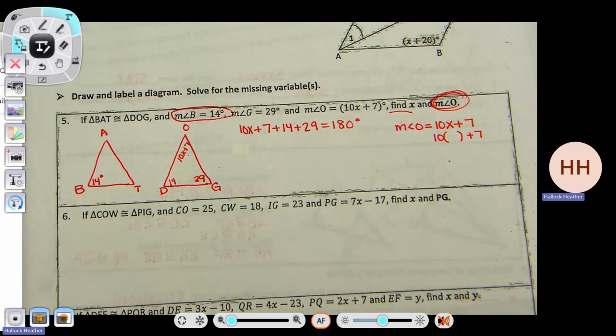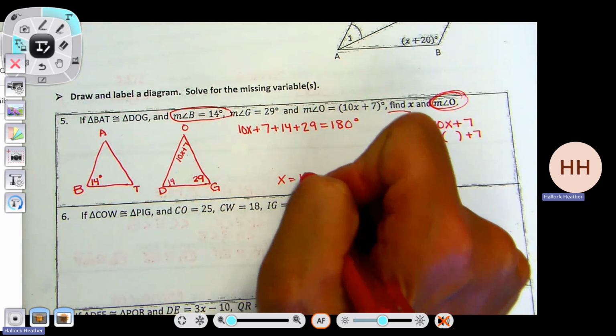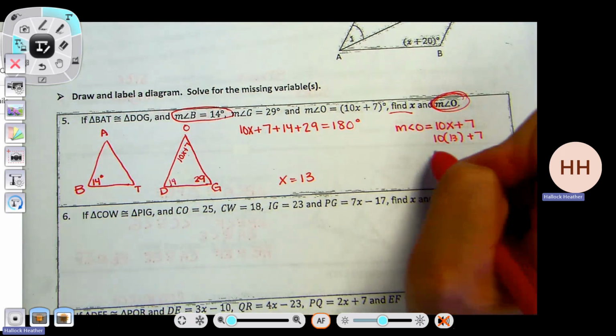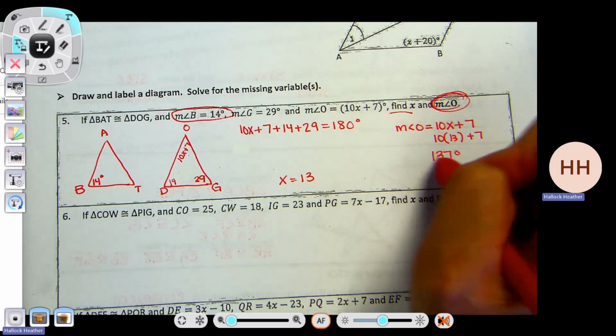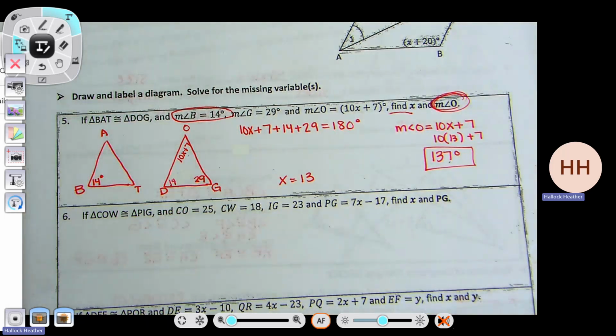Okay, what do you get for x? 13. And when you plug it back in, what do you get? 137. Okay, so 137 degrees because it's an angle. Let's set up one more and then you guys can solve it, okay?